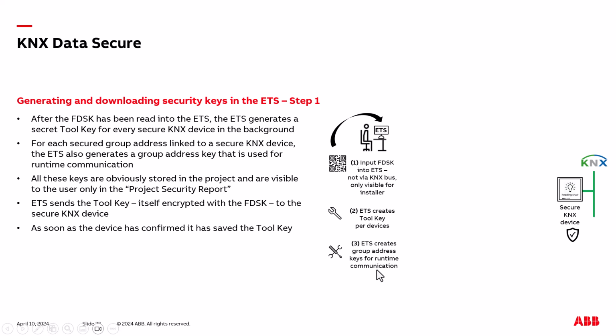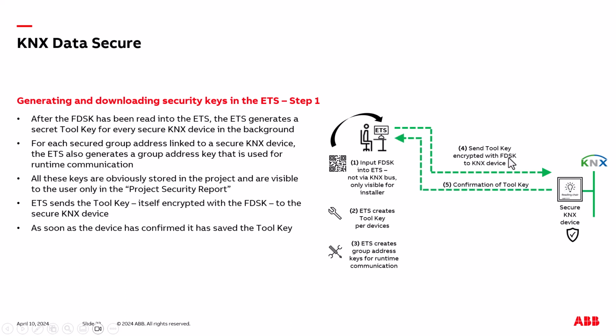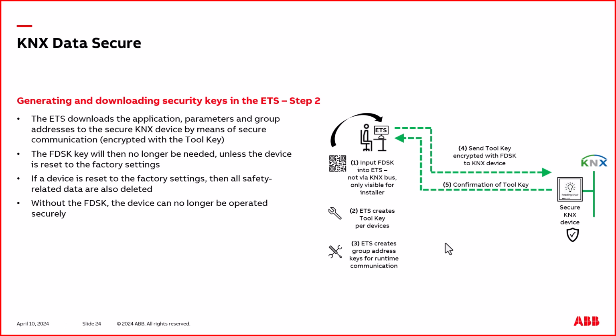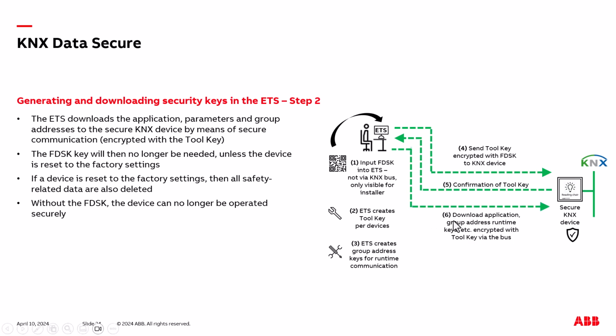Next step, we make the first download of the individual address to the device. The ETS starts the download, and in the download we have the tool key encrypted with this factory default setup key. So our secure KNX device receives the download, and it knows, okay, this is my factory default setup key, which I have inside, and confirms the new tool key. The next time when we make a download of the ETS application, or we change the group address or a parameter, we download again, and then the ETS uses for this download only this tool key, never again the factory default setup key.